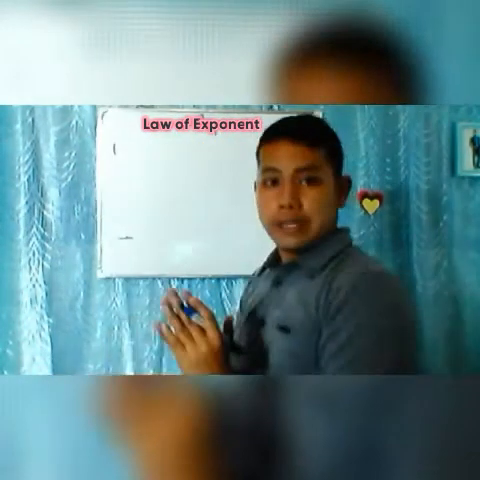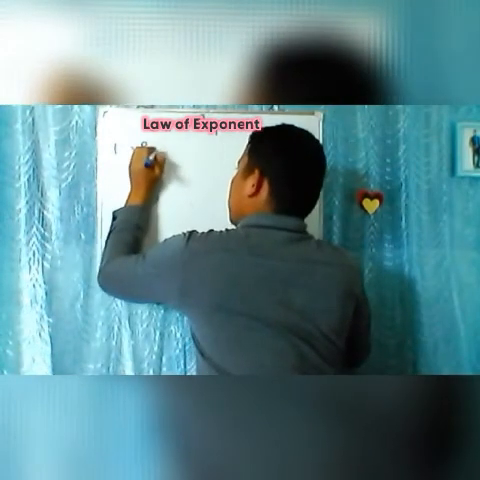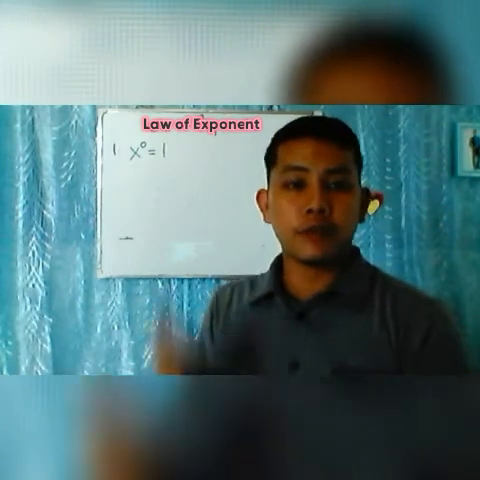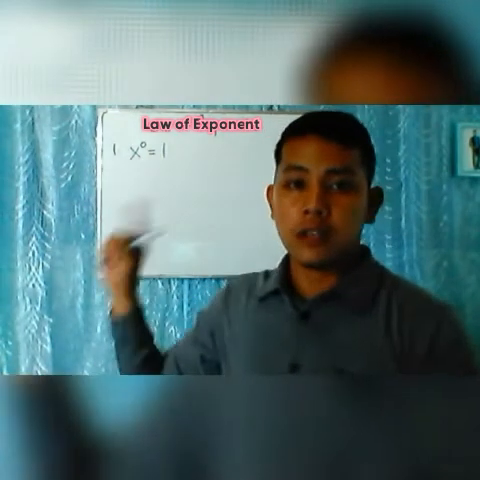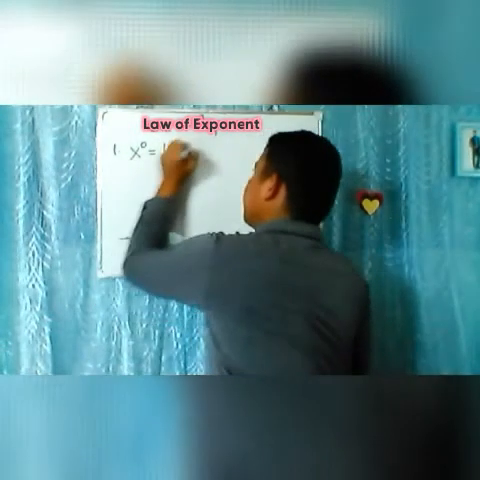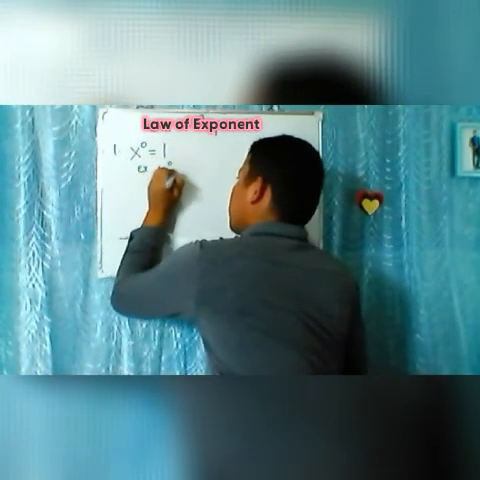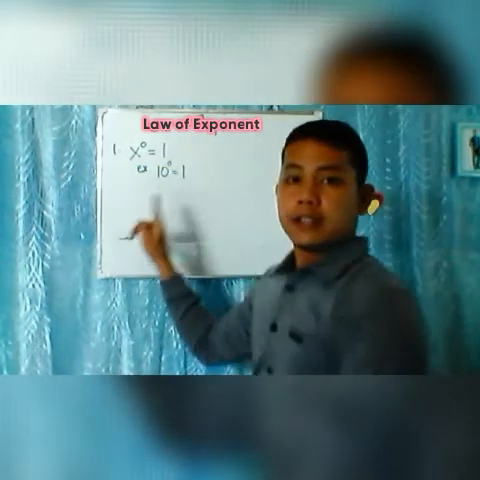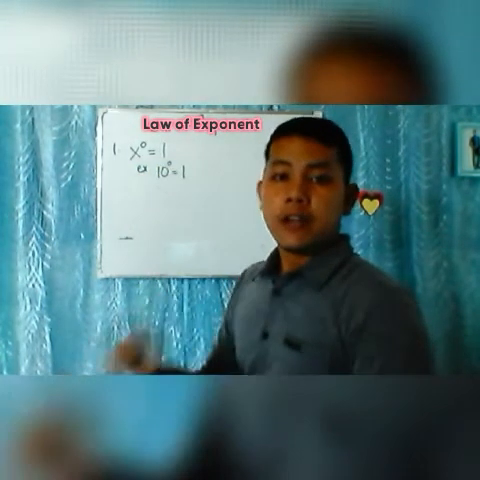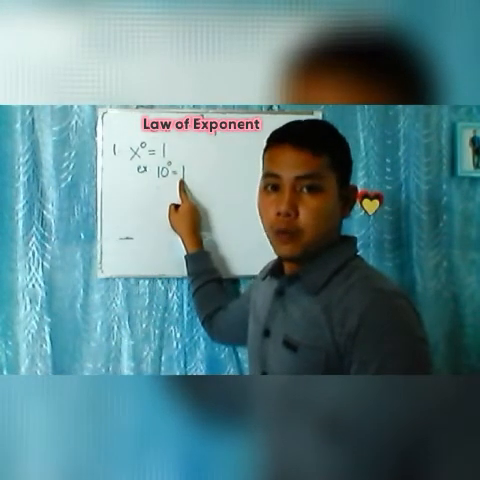So the first rule is x to the power of 0 is equal to 1. So any number raised to the power of 0 is always 1. So for example, 10 to the power of 0 is equal to 1. So take note always, any number raised to the power of 0 is always equal to 1.